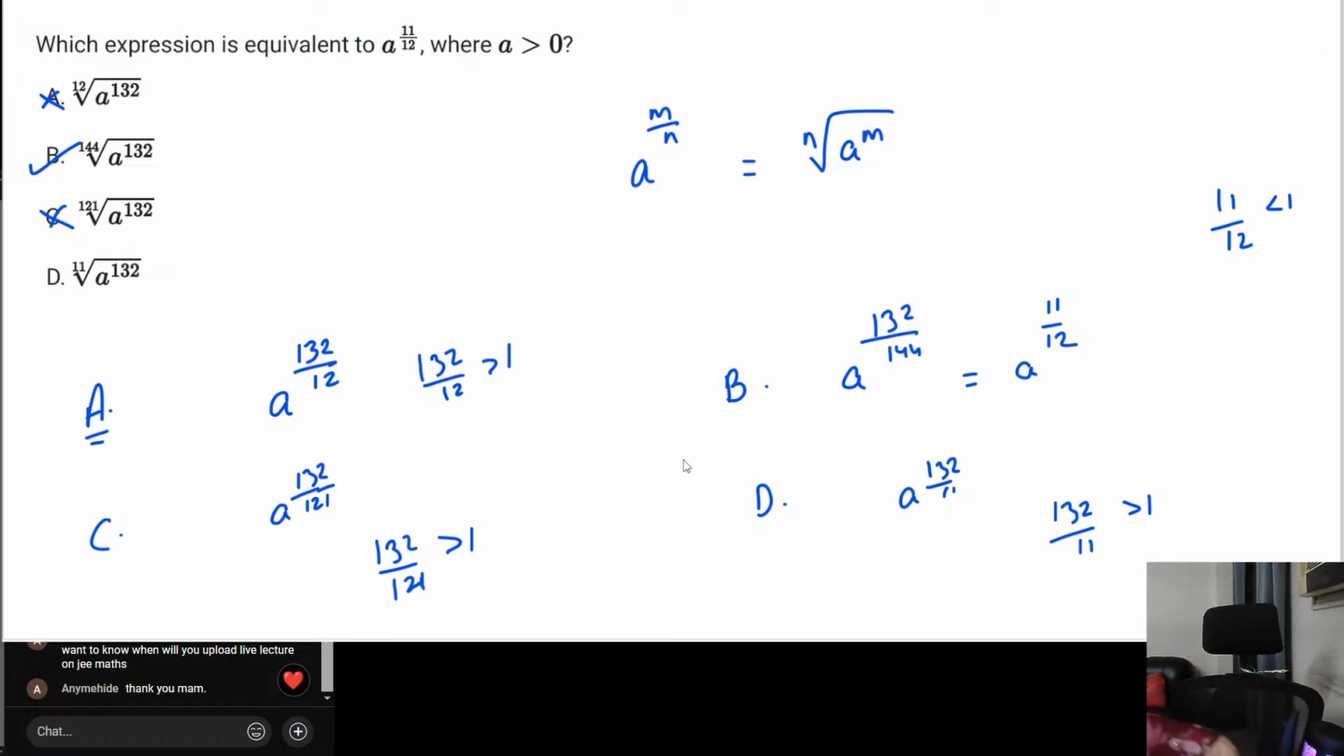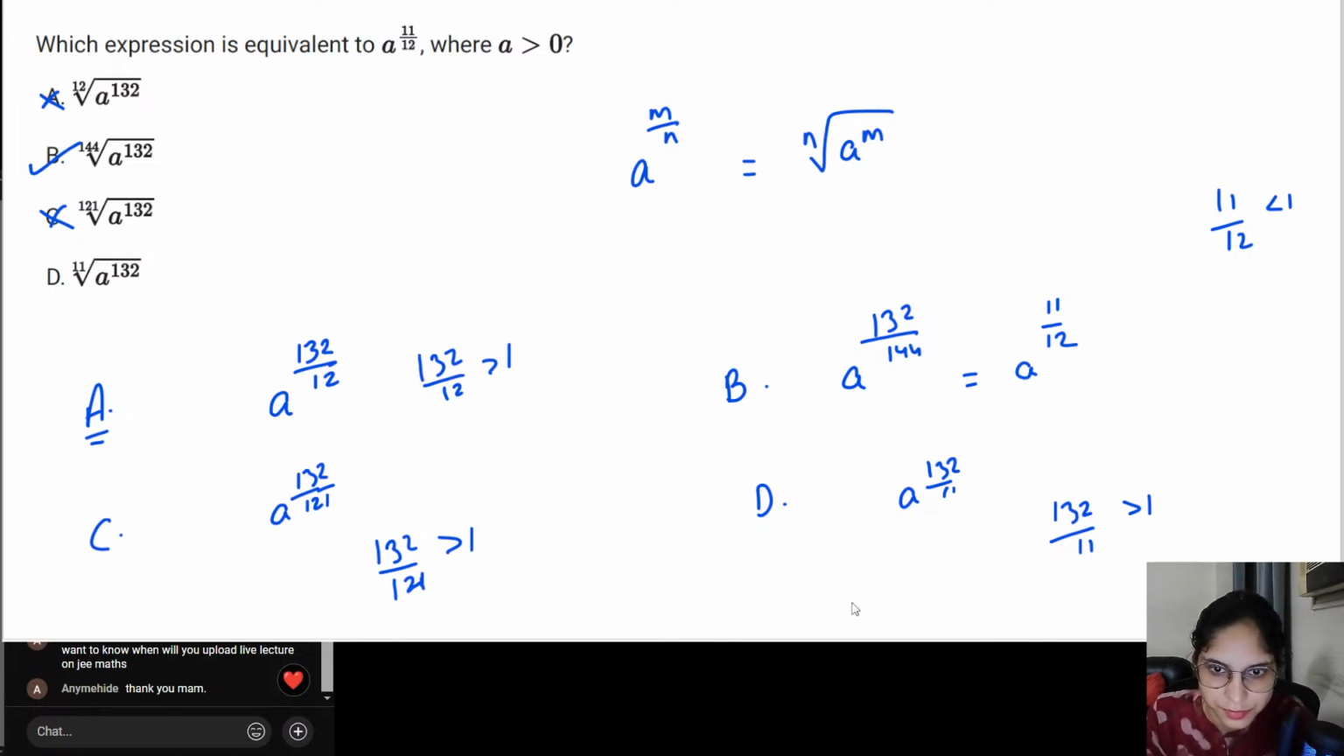That is option B. And you can also use Desmos to verify this. Okay. So this is known as process of elimination, and without solving, you can get the answer.